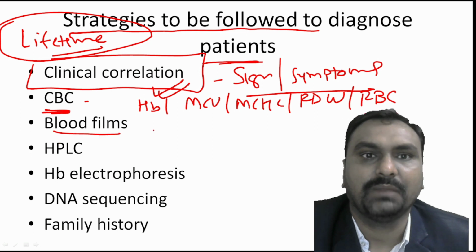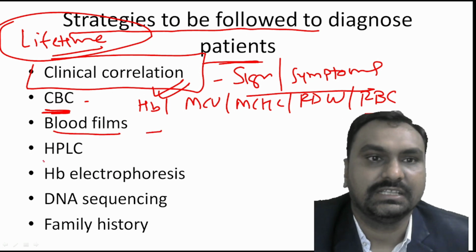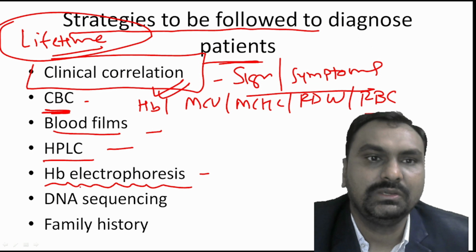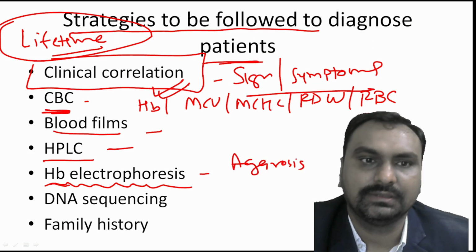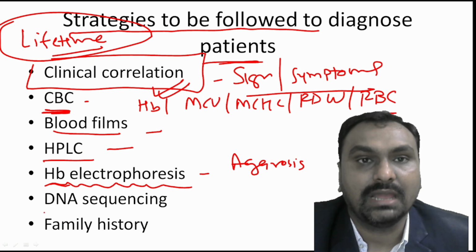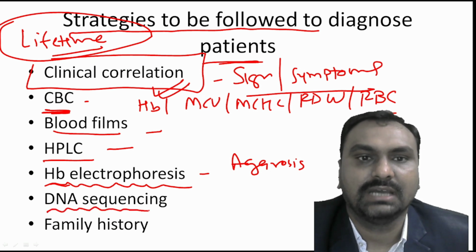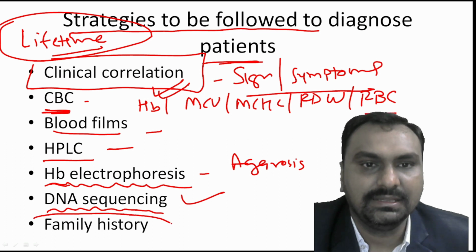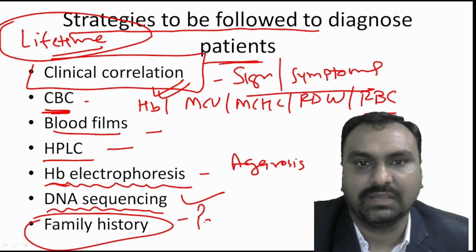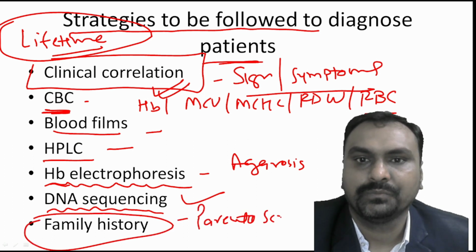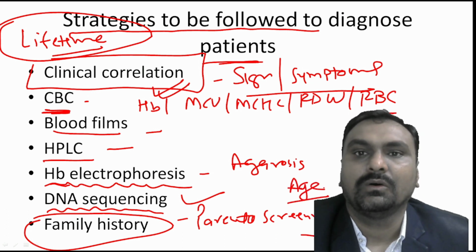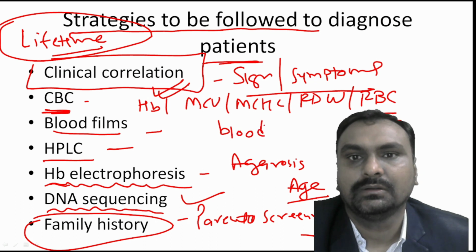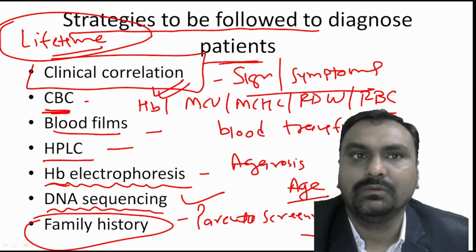Then blood films, the peripheral smear, is very important. Then HPLC, and alternative technologies can be used, like hemoglobin electrophoresis in agarose or capillary electrophoresis. And the final confirmation is with the help of DNA sequencing. The family history is also important. We require parental screening also, screening of the family members. The age of the patient is very important, also the history of blood transfusion. So everything we have to take into account while giving the final report of the patient.